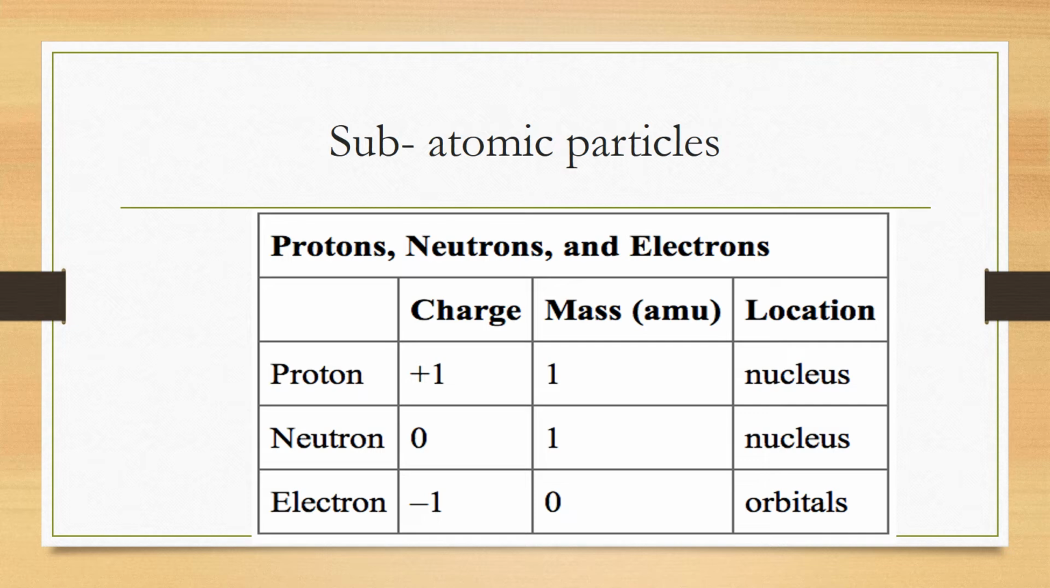And then as for mass, the mass of a proton is 1, and the mass of a neutron is 1. And the mass of an electron, here we said it's 0, but some scholars believe it's 1 over 1840. They are very, very light.